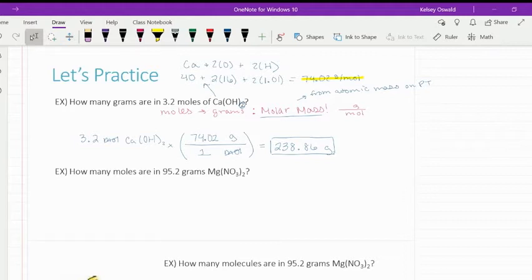Example. In this example, we're starting with 95.2 grams Mg(NO3)2. And we want to see how many moles we have in that mass. So we're going grams to moles. So again, our bridge in order to go between grams and moles is going to be our molar mass.